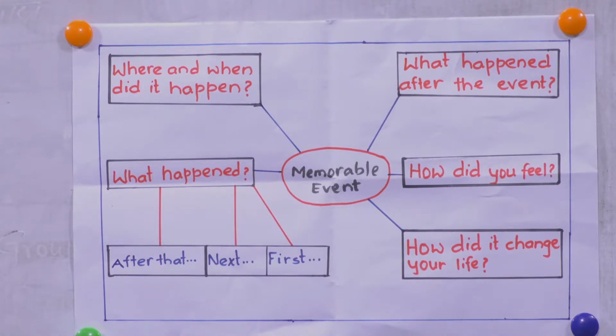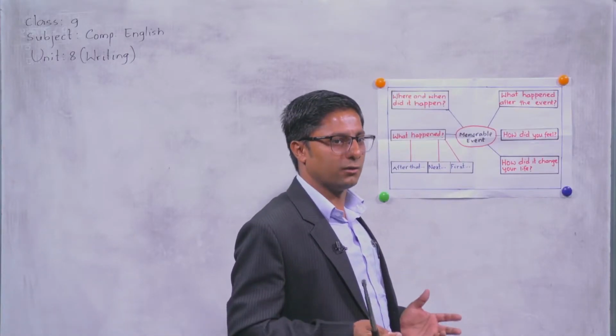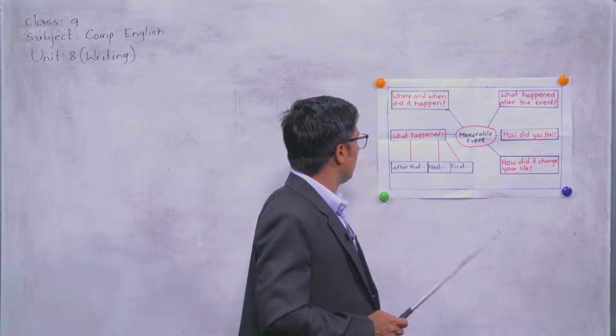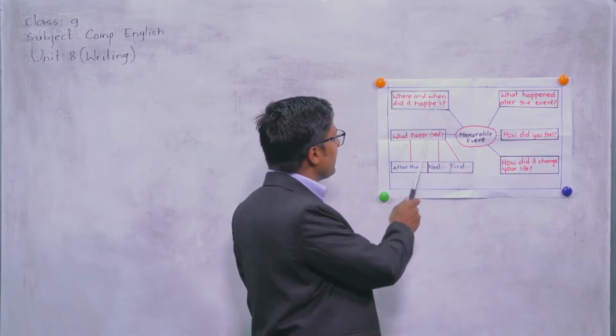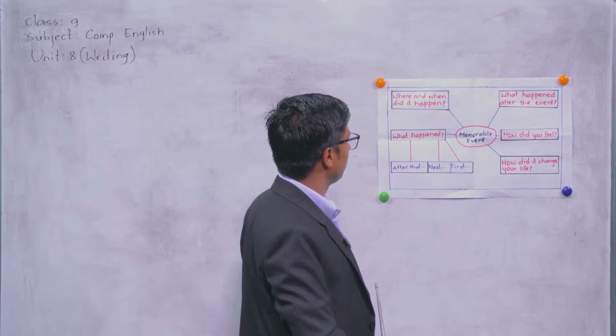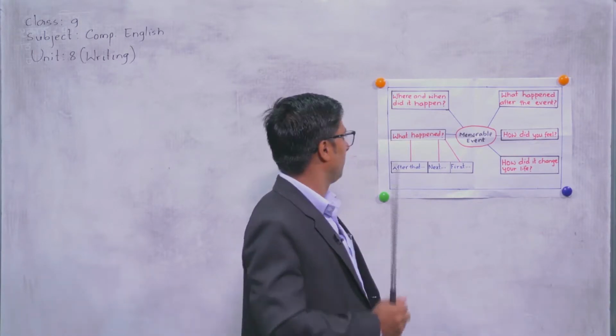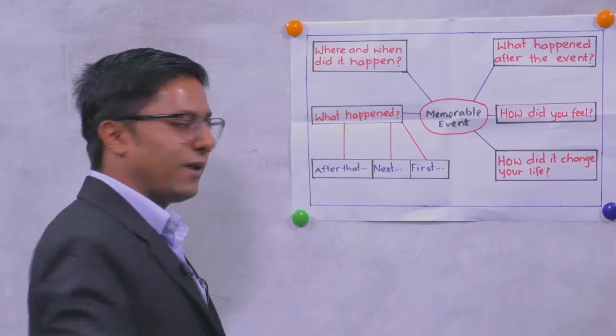So see there on the chart. Look at the first question. Where and when did it happen? That means the event. First recall one of the events. Okay, dear students, you recall one event that happened in your life, which has changed your life, or which has brought some changes in your life, or which you think is very important for you. So, see, where and when did it happen? First think about this. Recall the memorable event you are thinking of.